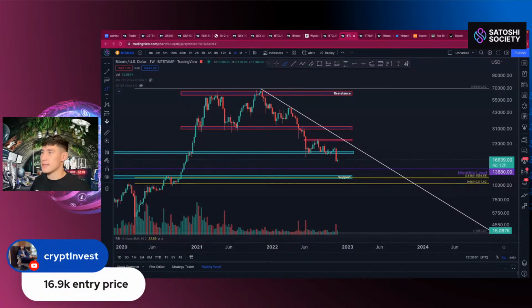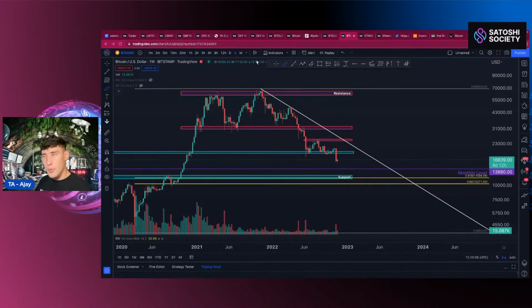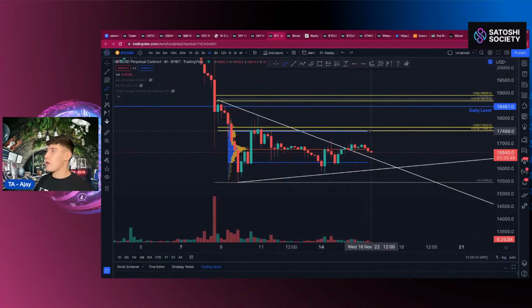$16,900 entry price. Yeah, that's a good entry. I'll have another one entered at 17,400, not filled. Yeah, if the price came up to $17,500, well, starting off at around $17,480, I would most likely start shorting from there. This is a big resistance level that I'm looking at, a major resistance previously as well. So that would be a shorting area.